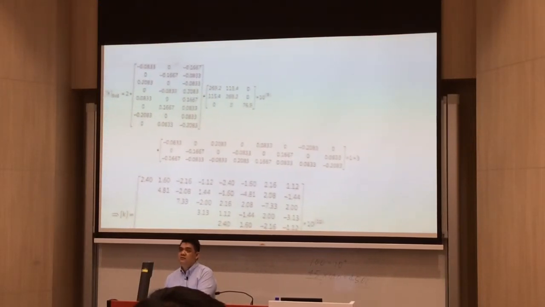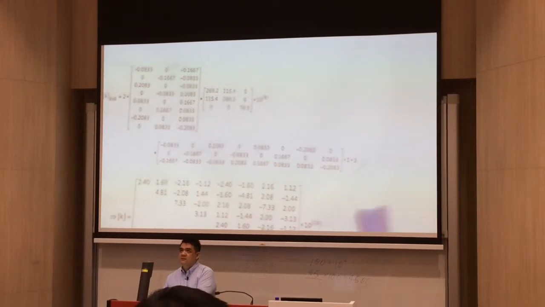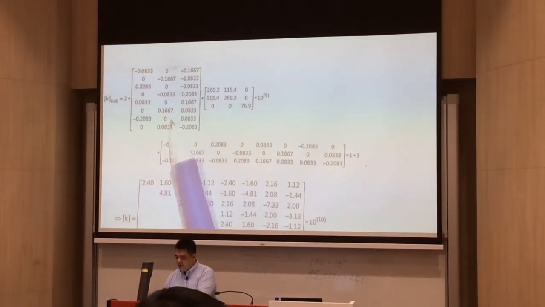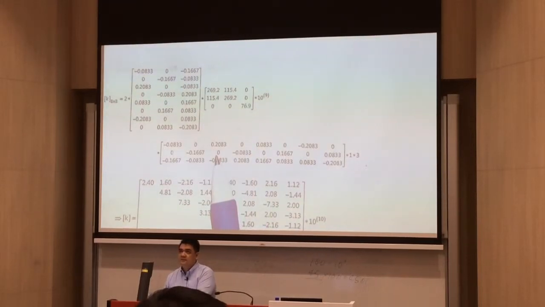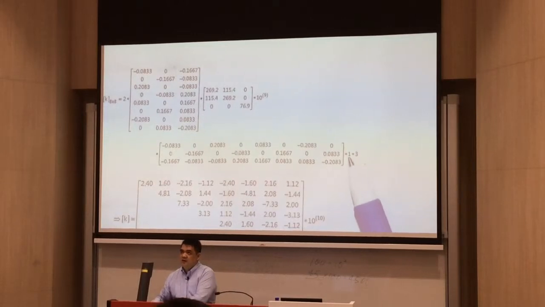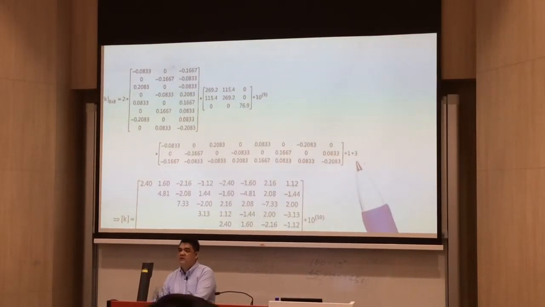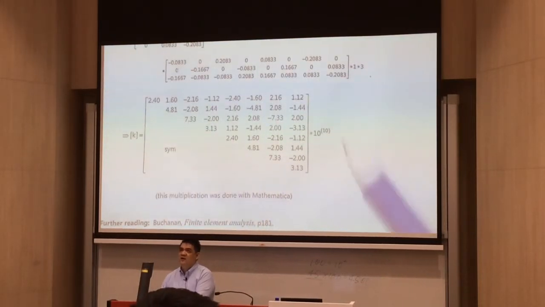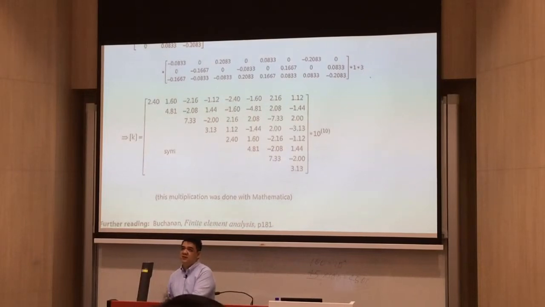So there you go. This one will be your B, E, B transpose. That is your W equal to 2. This will be your thickness, which is equal to 1, and this one is equal to 3. So simplify this one. You have now your 8 by 8 stiffness matrix.